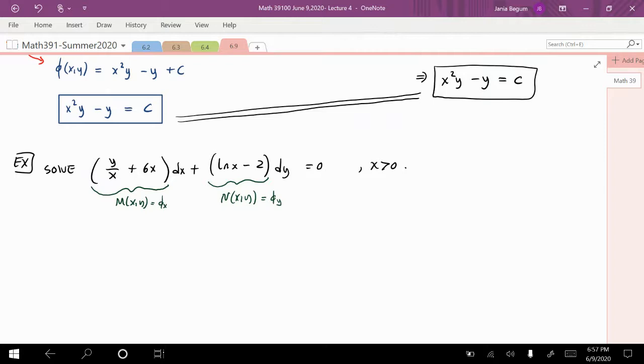Now, I want to check if it's exact. So I'm going to take m and differentiate it with respect to y. And then I'm going to take n and differentiate it with respect to x. And if these two partials are equal, then we say the equation is exact, and we proceed with the method of exact. So I'll give you a few seconds. Take those derivatives quickly. Derivatives should be your best friends. You can do them very fast. Train yourself so that you can do them mentally.